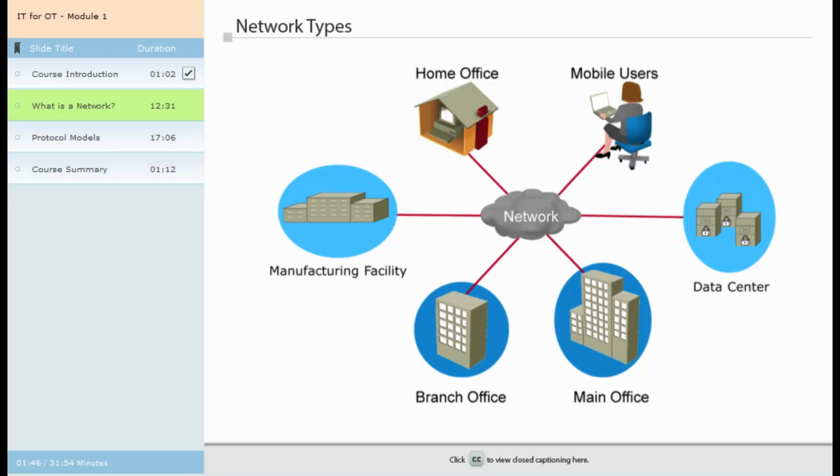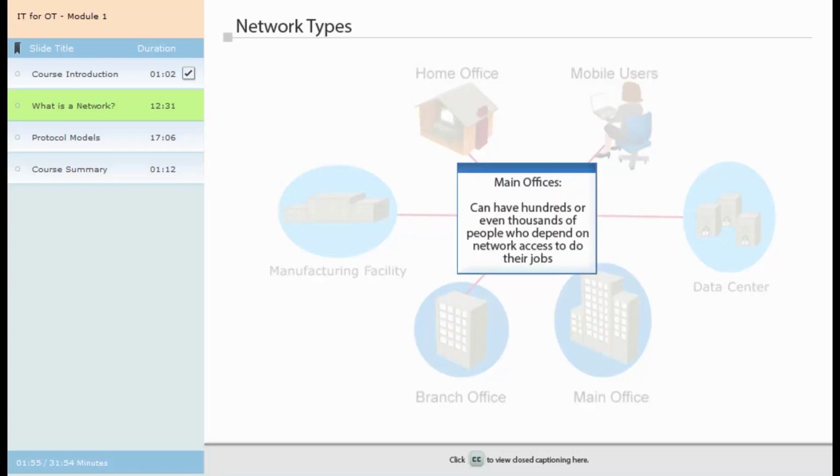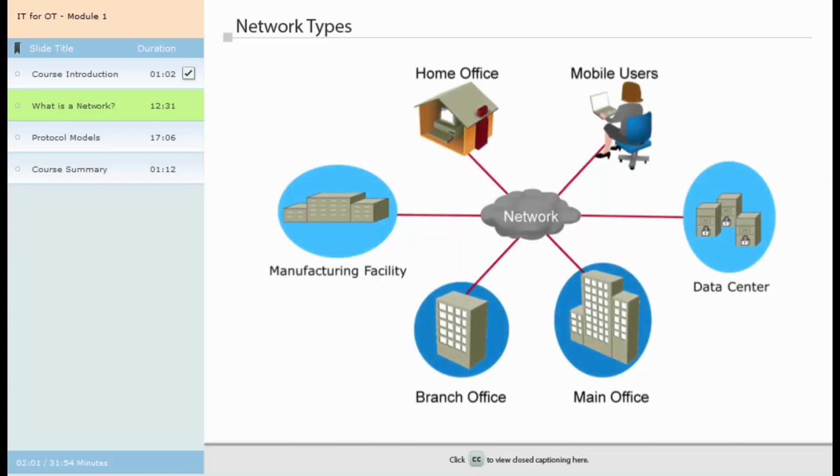A main office, for example, is a site where everyone is connected via a network and where most corporate information is located. A main office can have hundreds or even thousands of people who depend on network access to do their jobs. The main office may include a data center or an industrial operation in addition to corporate offices. A main office may use several connected networks that can span many floors in an office building or cover a campus that contains several buildings.